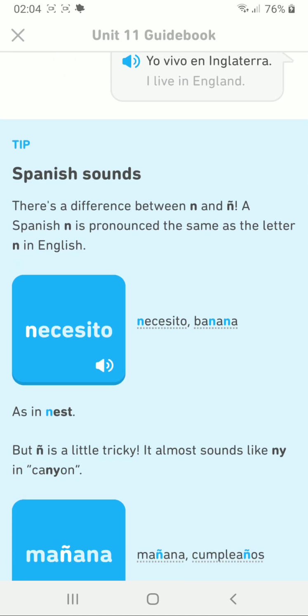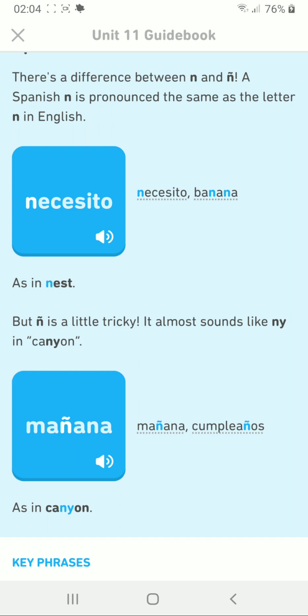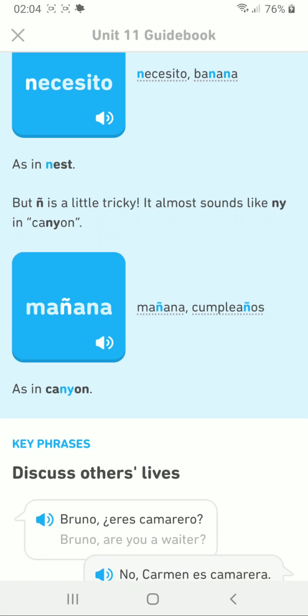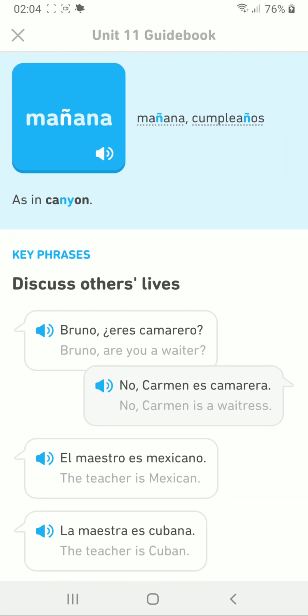So now let's see, it's about the Spanish phonetic system. There's a difference between n and ñ. It's palatalized, like cañón with a y. Spanish n is pronounced the same as the letter n in English: necesito, banana, as in nest. But the n with the tilde, this mark at the top here, is a little tricky. It almost sounds like ny, like in cañón. So mañana, cumpleaños, años, and so on.